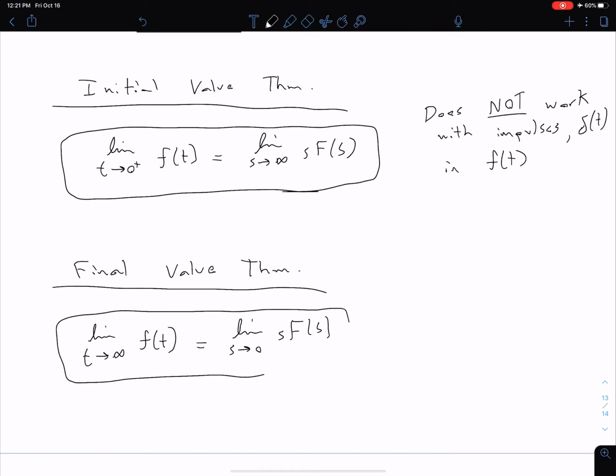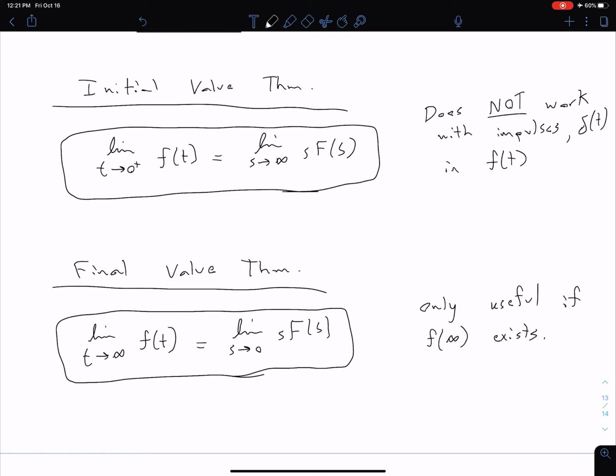We can see this duality between our time and frequency domains. Of course, this is only going to be useful if we have some finite value for our f of infinity. It's only useful if f of infinity exists. For example, maybe it's a function that just keeps on increasing infinitely, so we don't necessarily have a finite value. So this isn't always going to be applicable either.